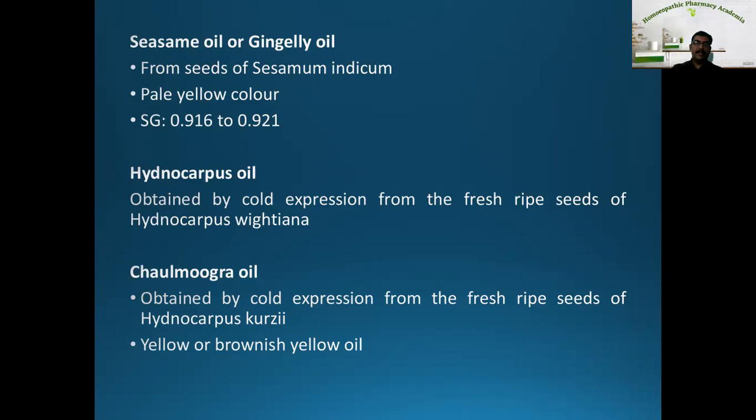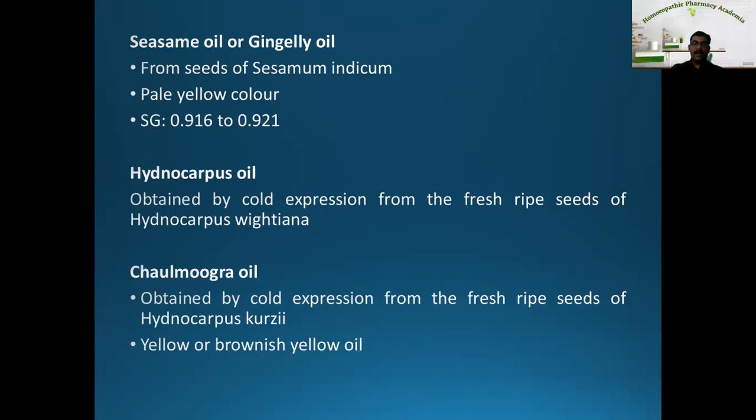Now next oil is chaulmoogra oil, and this oil is also obtained by the cold expression from the ripe seed of Hydnocarpus kurzii, whereas hypnocarpus oil is prepared from seeds of Hydnocarpus wightiana. Now the composition of this chaulmoogra oil is glycerides of chaulmoogric acid and glycerides of palmitic acid.